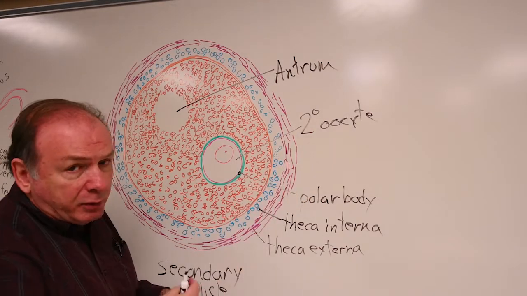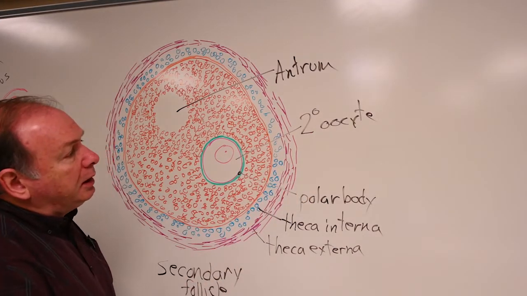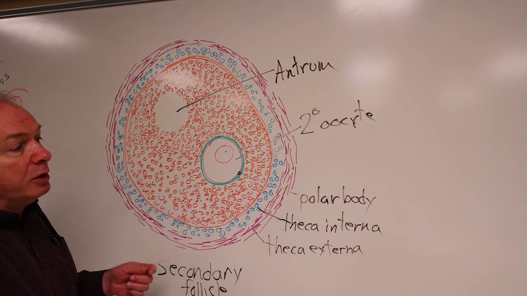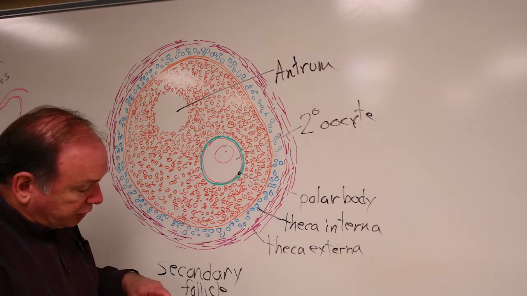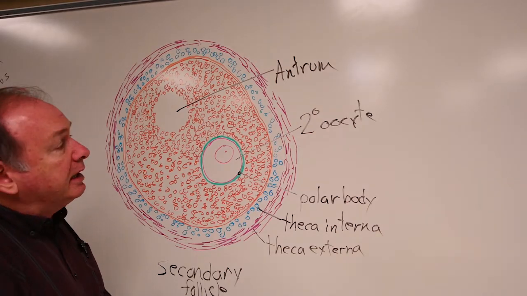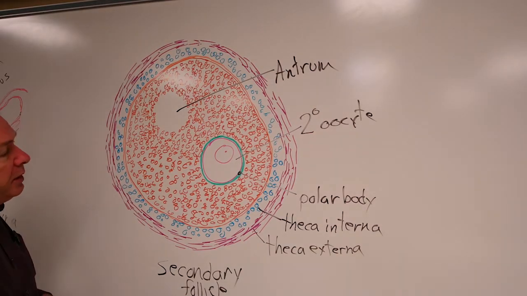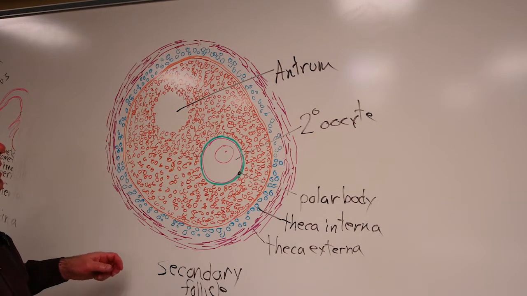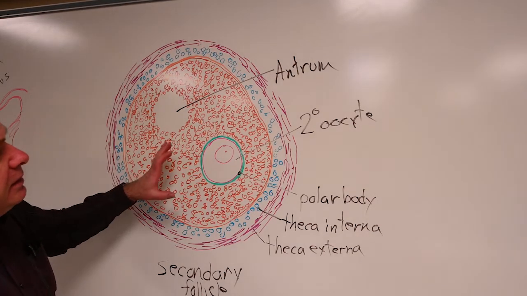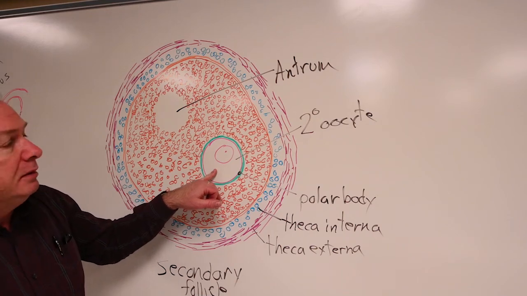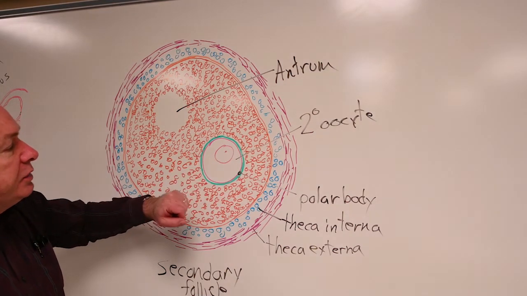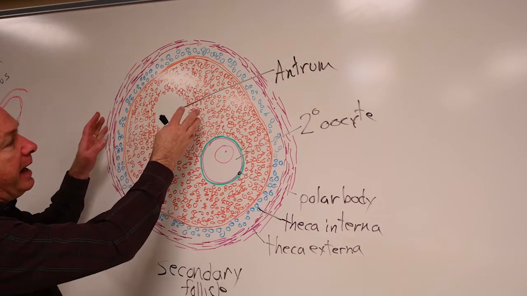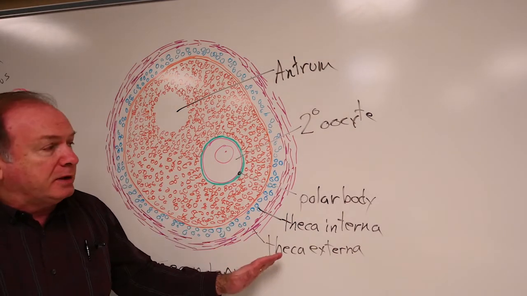To the outside of that would be more of the typical ovarian cortex tissue, that stromal tissue of a highly cellular connective tissue with a few smooth muscle cells thrown in. Okay, so we've progressed to our first meiotic division stage. We've got a secondary oocyte. We started to form an antrum. We started to form the thecal layers.